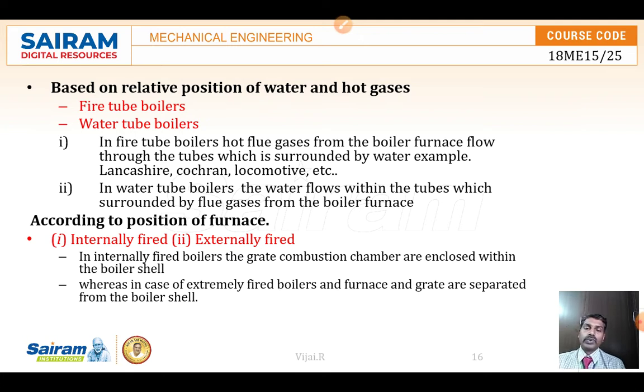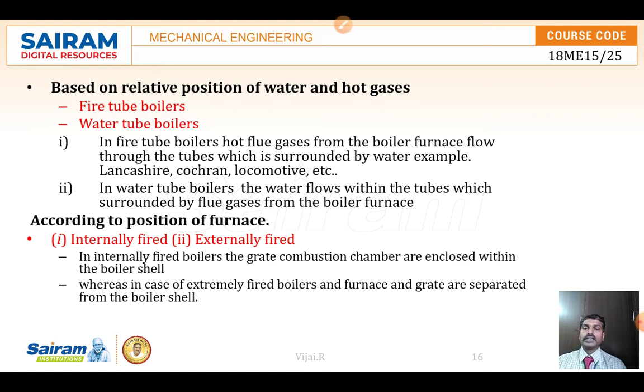We are going to divide boilers into two categories: fire tube boilers and water tube boilers. In fire tube boilers, the hot flue gases from the furnace pass through tubes, and the tubes are surrounded by water. The water gets the heat from the tubes and becomes steam. This is what fire tube boilers are.